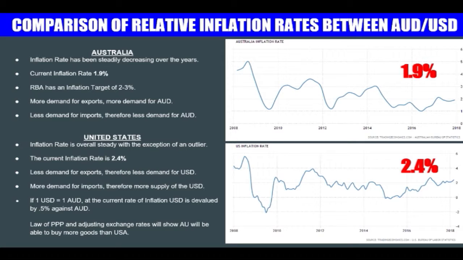The current inflation rate for the USA is 2.4%, with an outlier from the global financial crisis. The US has a higher than average inflation rate. This causes less demand for exports and therefore less demand for the USD, whereas imports will be higher and there will be a large supply of the USD. This shows that in the case of 1 USD to 1 AUD, the American dollar will be devalued by 0.5% against the Australian dollar. This can show that Australia will theoretically be able to purchase more goods in the US if the exchange rates were equalized.